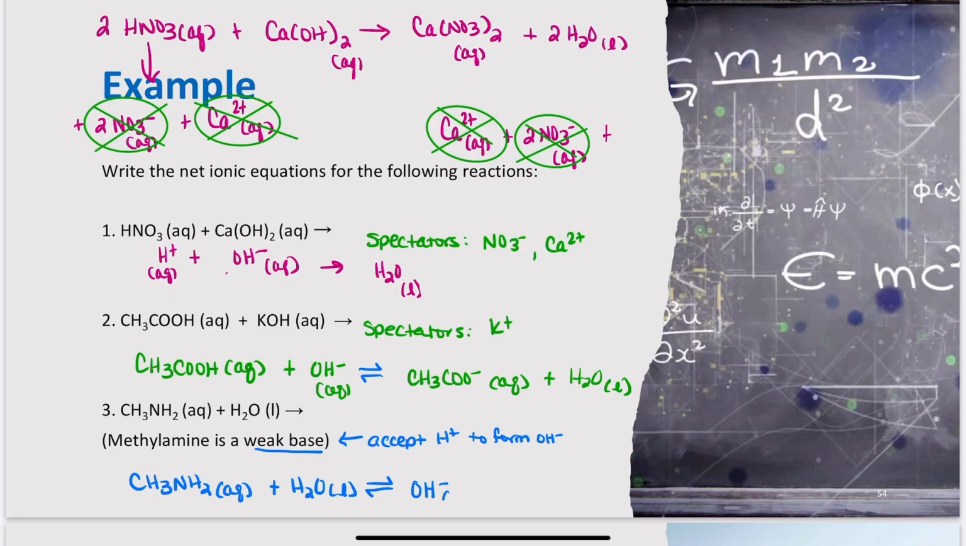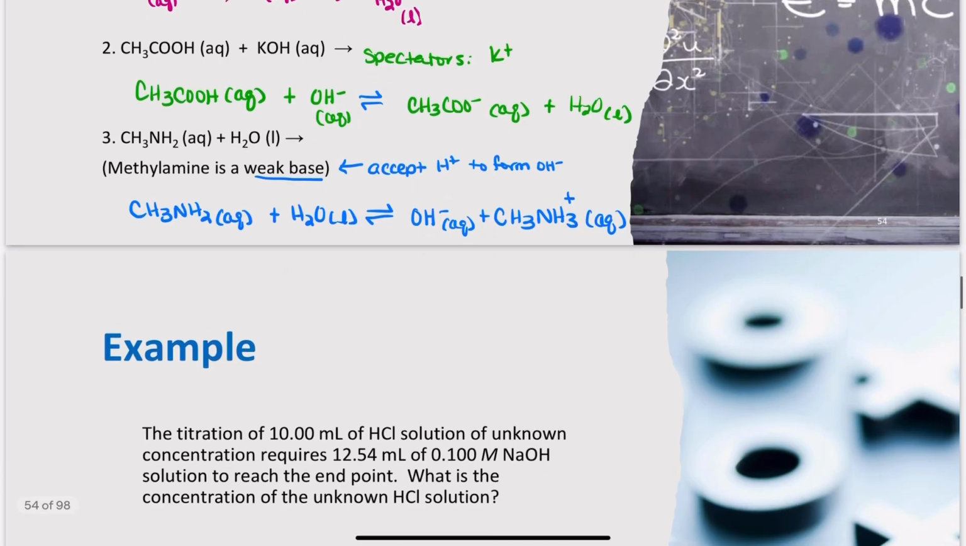It's going to form hydroxide, and it does that by accepting a proton. So plus CH3NH3 plus, it gained an H and a +1 charge to it. So it has an overall plus to the species as well. But that is, so strong acid, strong base, a weak acid with a strong base, and a weak base with water in solution.